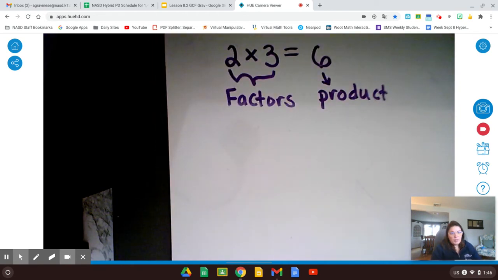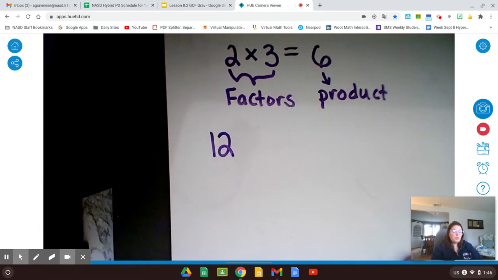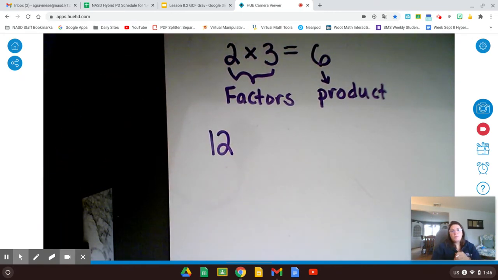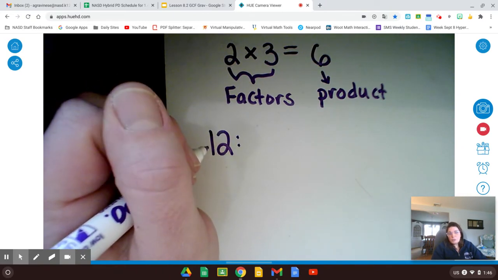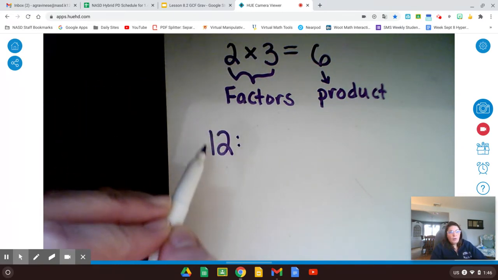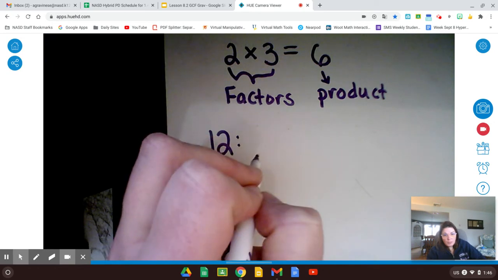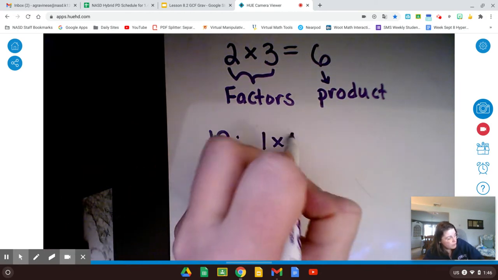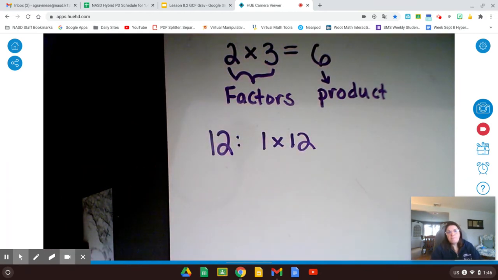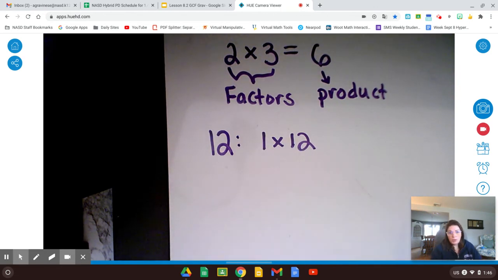So let's start off by just playing around with factors. I'm going to take the number 12, and I want to think of all of the whole numbers that I can multiply to make 12. Being a math teacher, I like to do this in an organized way. I'm going to start with 1, because 1 times the number will always give you what you want. So I know that 1 times 12 equals 12. In other words, 1 and 12 are factors of 12.